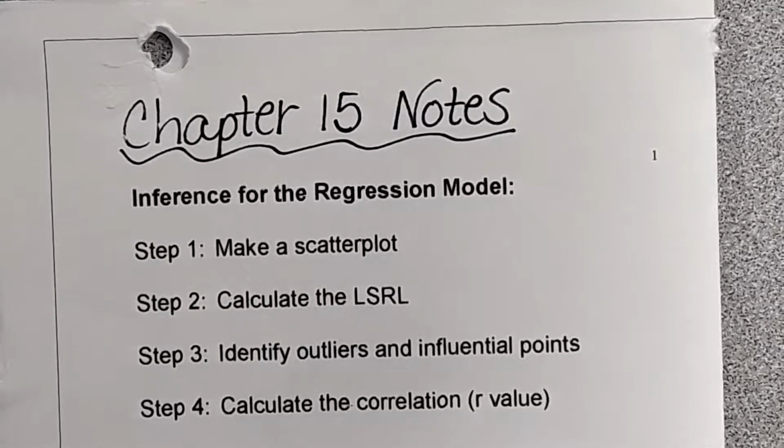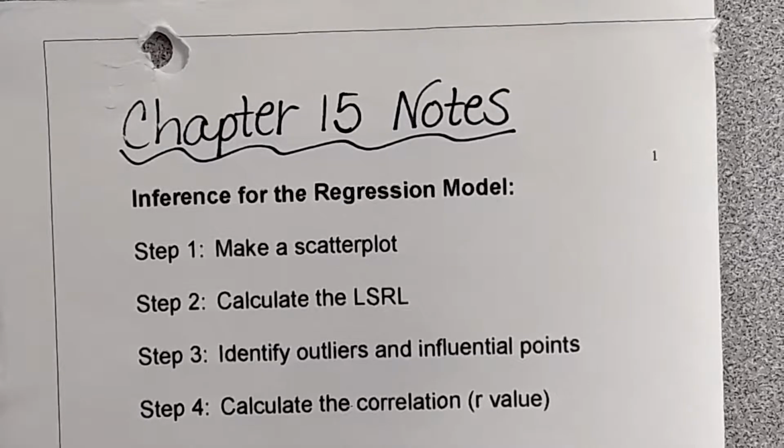So this is chapter 15 in the blue book, chapter 12 in the flamingo book. Okay, so we're going back to chapter 3. We're going back to that scatter plot, the least squares regression line, the correlation, r squared. What does r squared mean?